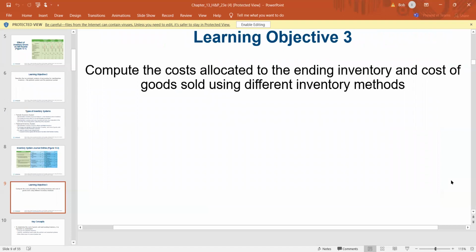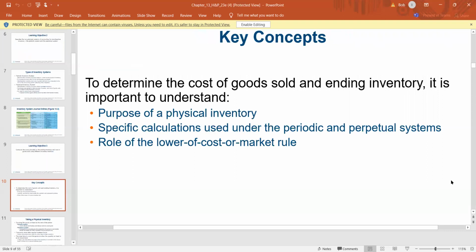Compute the cost allocated to the ending inventory and the cost of goods sold using different inventory methods. To determine the cost of goods sold in ending inventory, we got to understand why we take a physical inventory. And there are different calculations used in the periodic and perpetual systems. And then another concept we're going to talk about called the rule of lower of cost or market.